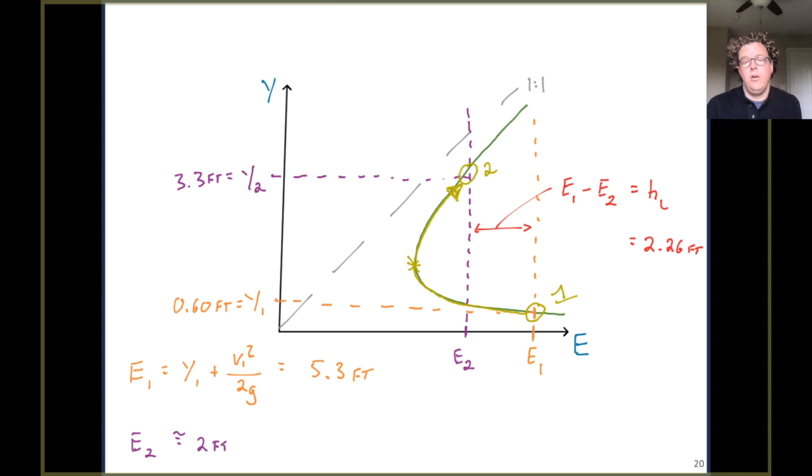All right, folks, I hope that this exercise showed you how to take advantage of these hydraulic jump equations, and in particular how to map some of this back onto the specific energy diagram that we've looked at in the past. That's what I've got for you today, and I will see you in lecture. Thank you.